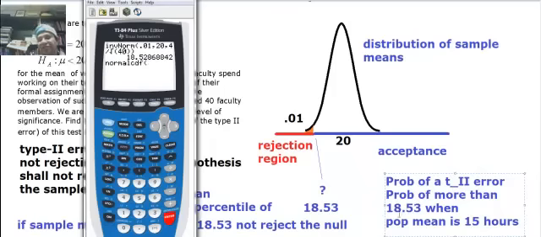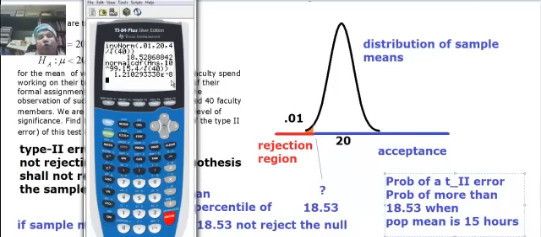I'm going to be lazy. Instead of typing 18.53, I'll just say second answer, right? Now there is nothing to the right end point, right? So what I would do, I'll go 10 to the 99, and then this is 15. Sigma is still the same, and sample size is still the same. So see, my probability of type 2 error is very tiny, isn't it?